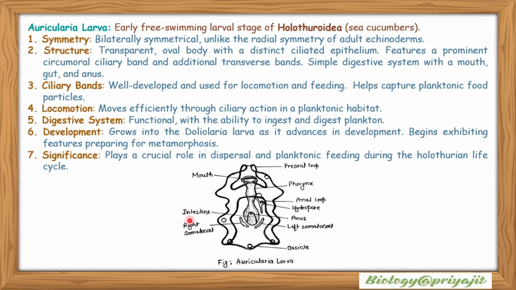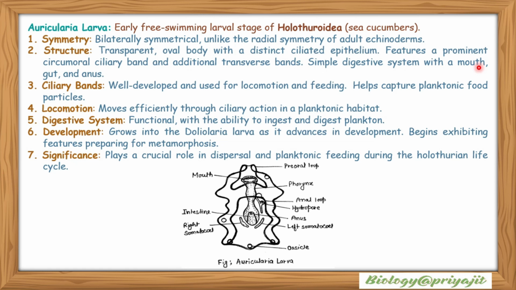Auricularia larva. This is the pencil sketch of the auricularia larva, which is the early free-swimming larval stage of Holothuroidea, or sea cucumbers. Symmetry: they are bilaterally symmetrical, unlike the radial symmetry of adult echinoderms. Structure: there is a transparent oval body with a distinct ciliated epithelium. They feature a prominent circular ciliary band and additional transverse bands.